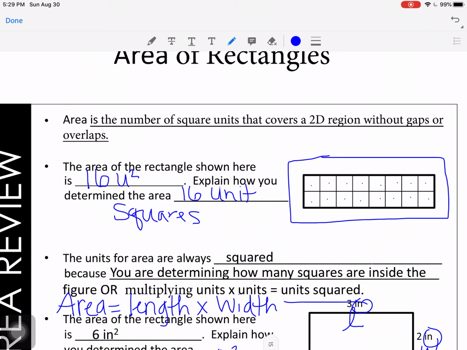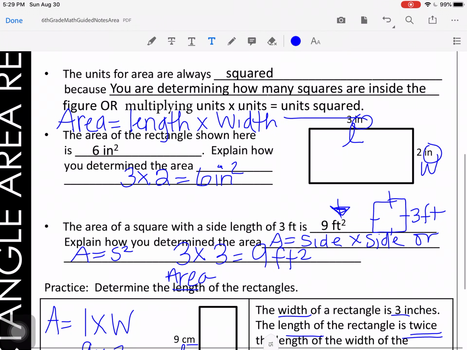We can use a formula to find the area of a rectangle. The formula for the area of a rectangle is area equals length times width. We can also use a formula to find the area of a square. The formula for the area of a square is area equals side times side, or area equals side squared, because we're multiplying side times side.